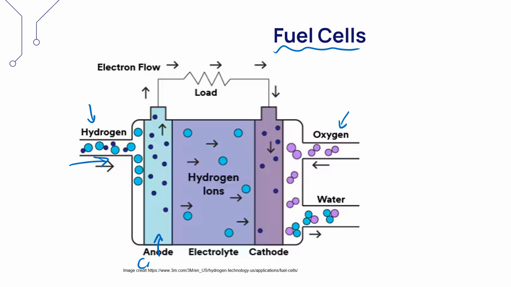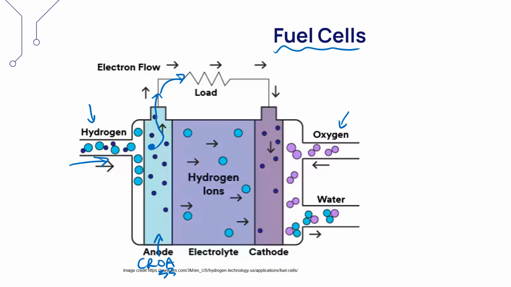So we still have CROA going on. We've got oxidation happening at the anode. The hydrogen gas is going to be oxidized. Those electrons are going to be stolen from the hydrogen atoms. The electrons are going to flow through whatever it is that we're trying to power.